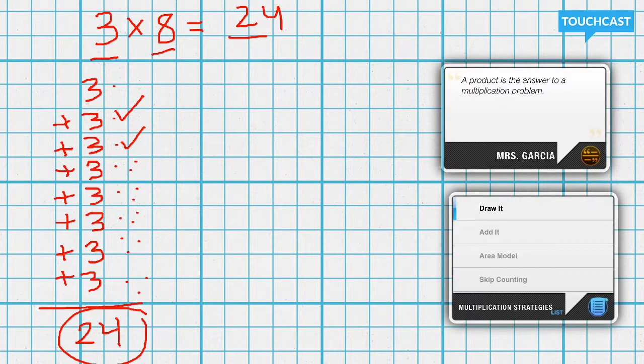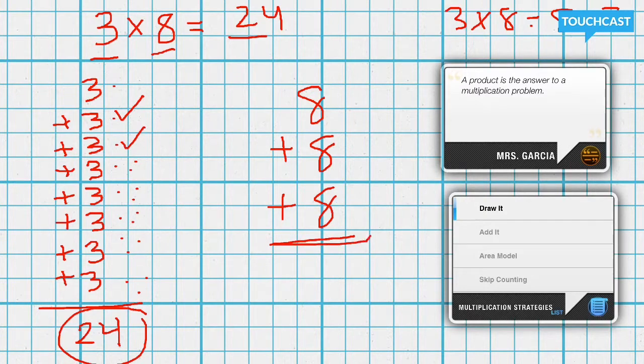The second way you could do this, and perhaps an easier way, would be adding 8 3 times, because remember, 3 times 8 and 8 times 3 is the same. So this time I'm going to add 8 3 times. 8 plus 8 plus 8. So I know my doubles 8 is equal to 16, and then I'm going to use draw it to help me figure out the rest.